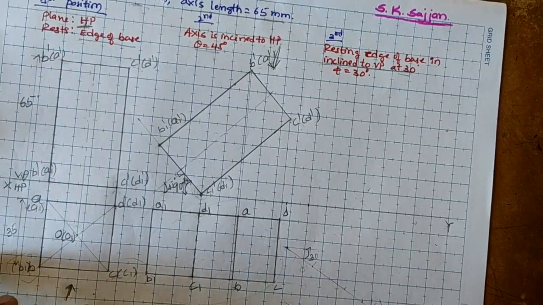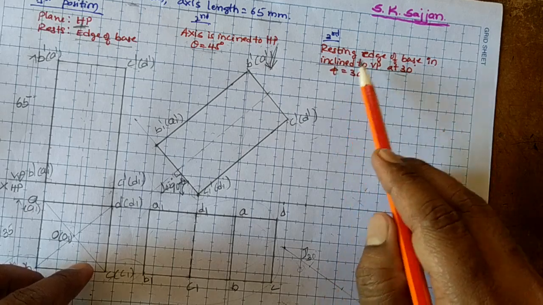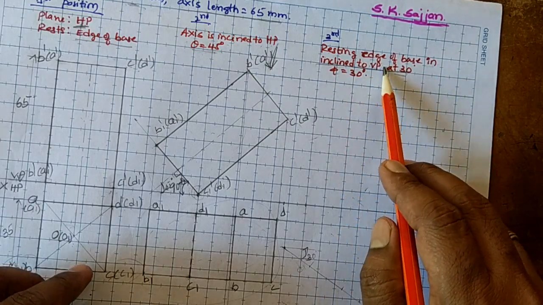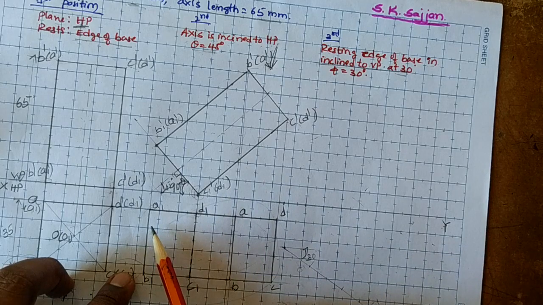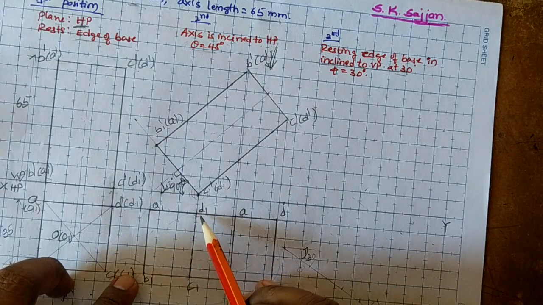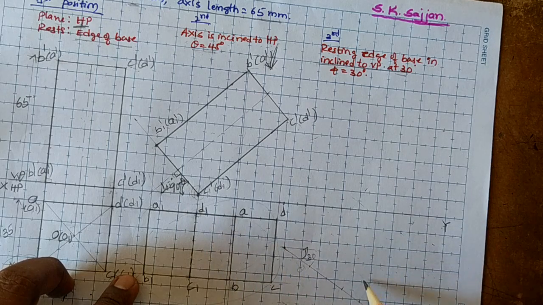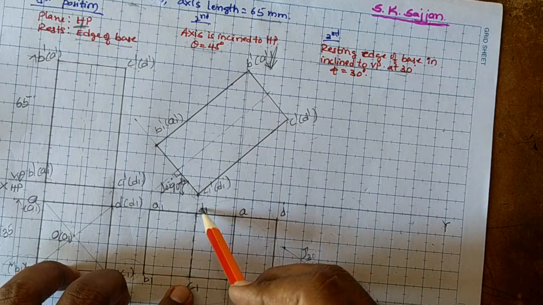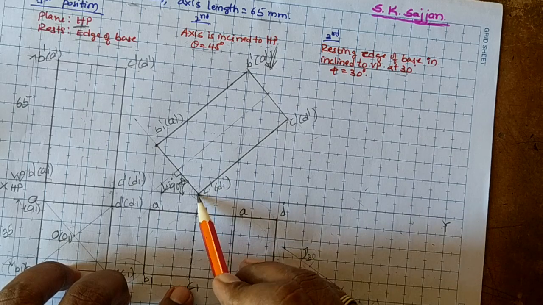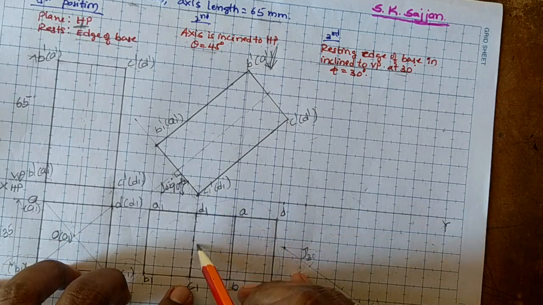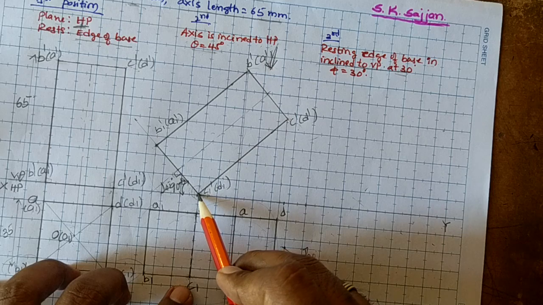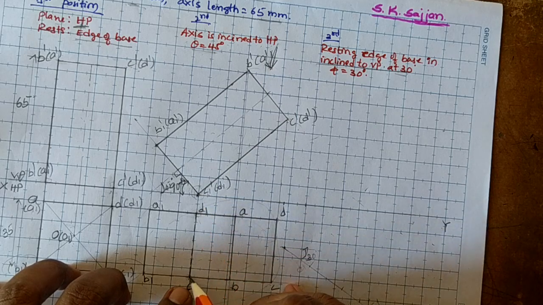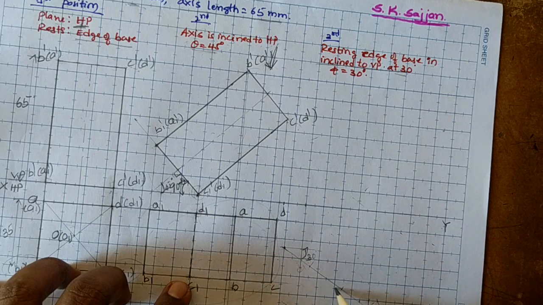For the third portion, the condition is the resting edge of the base is inclined to VP. Redraw the top view such that the resting edge C1D1 is inclined to VP at 30 degrees. See which is the resting edge here: C1D1. In the front view, this point is the resting point. In the top view, this line C1D1 is inclined 30 degrees to VP.